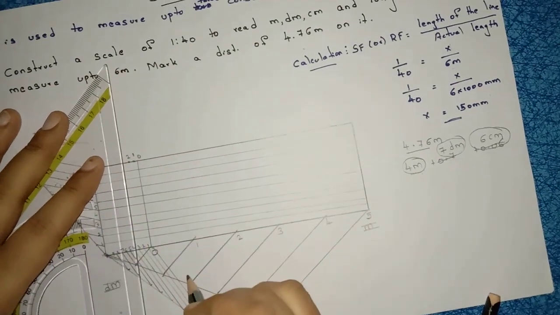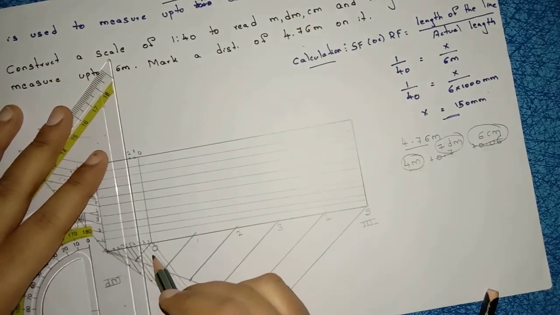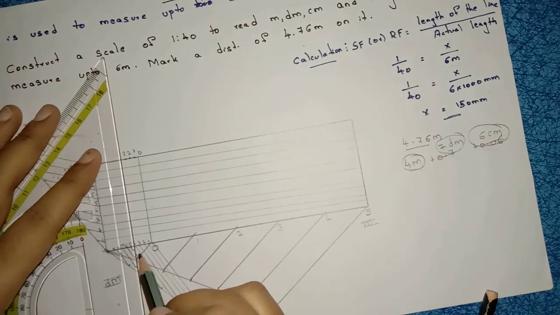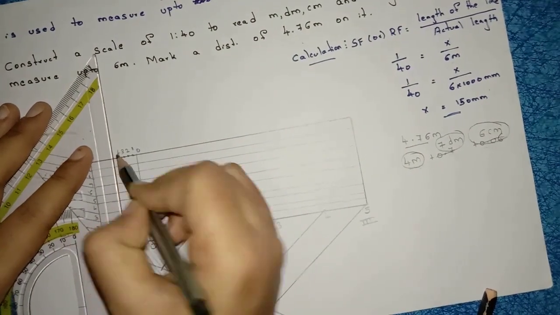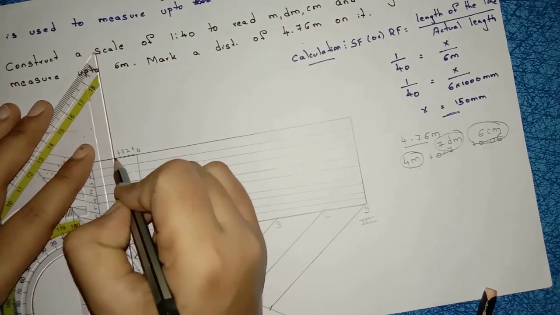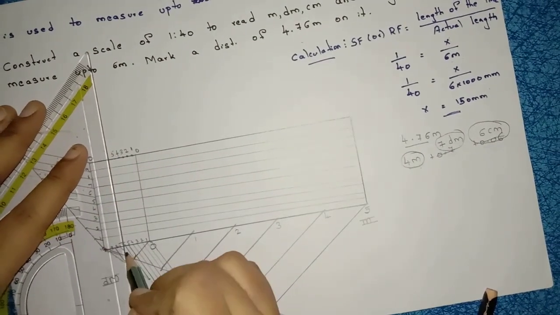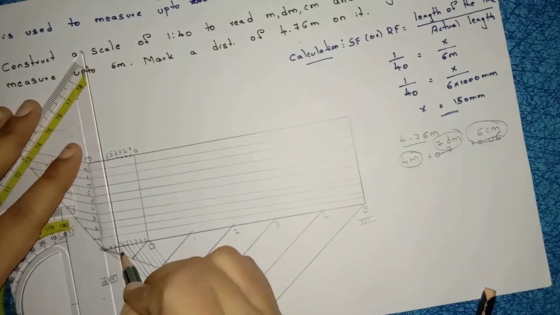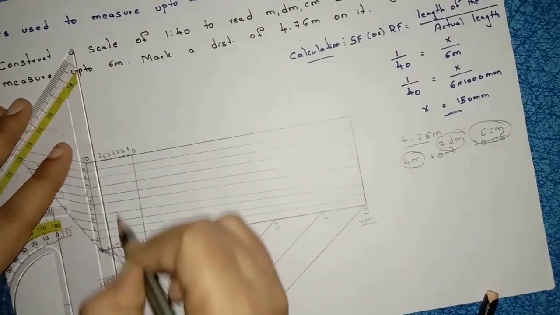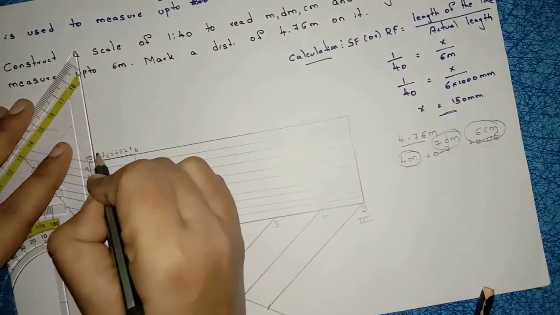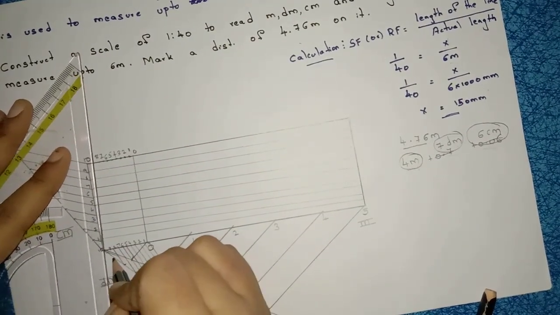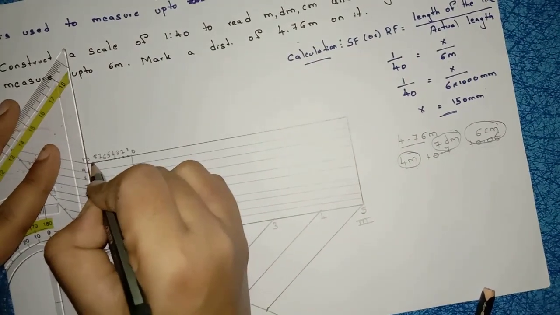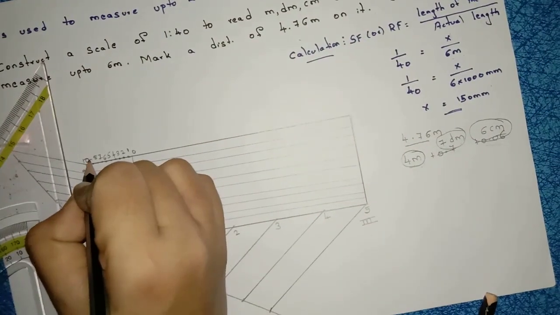Name it as 2. Again from 3, keep your scale in vertical manner, just mark the point 3. Again from 4, keep your scale in vertical manner, mark the point 4. Next is 5, so I am marking the point 5. 6, 7, don't draw the lines, just mark the points. 8, 9. Anyway, this point is 10. This is 9 here. Right?